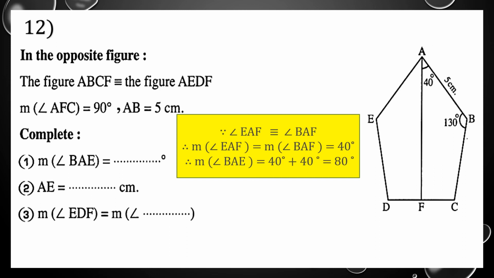Since angle EAF is congruent to angle BAF, the measure of angle EAF equals the measure of angle BAF equals 40 degrees. Then the measure of angle BAE, all this angle, equals 40 plus 40 equals 80 degrees. AE equals how many centimeters? AE is congruent to AB, so it equals 5 centimeters. Measure of angle EDF equals the measure of which angle? EDF equals the measure of angle BCF.